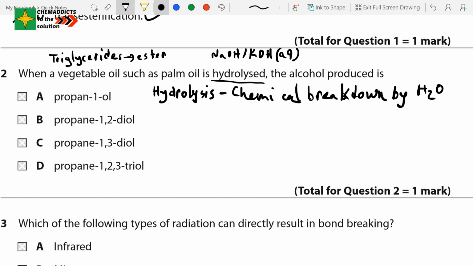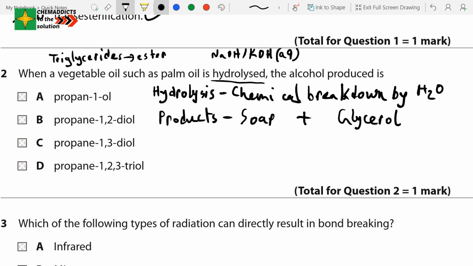So I hope that you have got it. Now let us discuss the products. What should be the products? The products of this reaction are a soap and glycerol. Soap is mainly sodium stearate or potassium stearate. It depends on which type of alkaline solution we use.